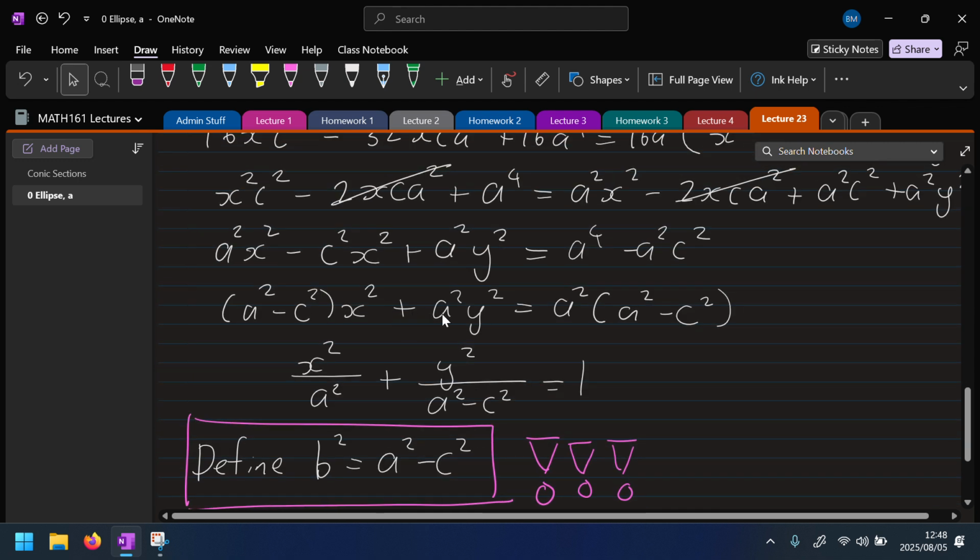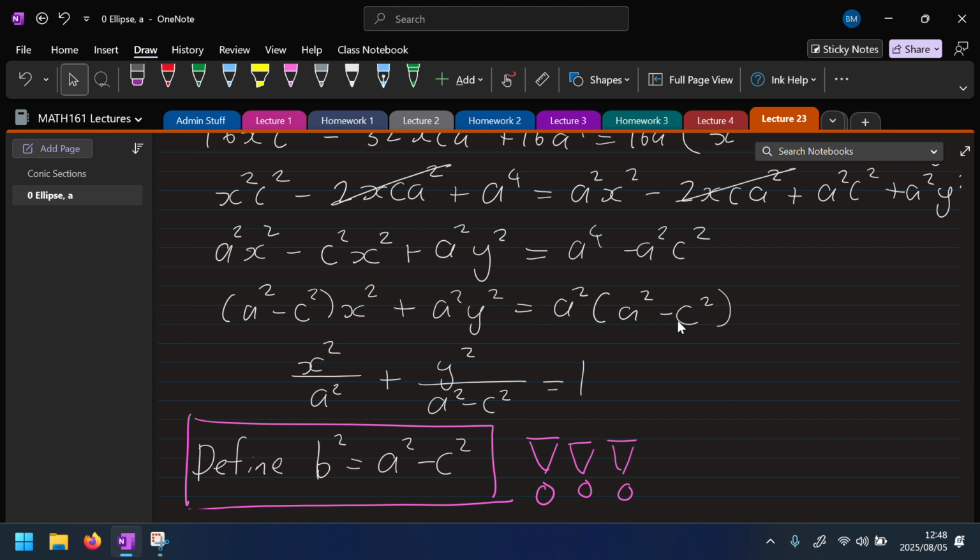Second to last step, this one. Yeah, so left hand side and right hand side, we divided through by this. So look on the right hand side, we've got a squared minus c squared. I'm going to take it over. So a squared minus c squared divided by a squared minus c squared cancels. Right?